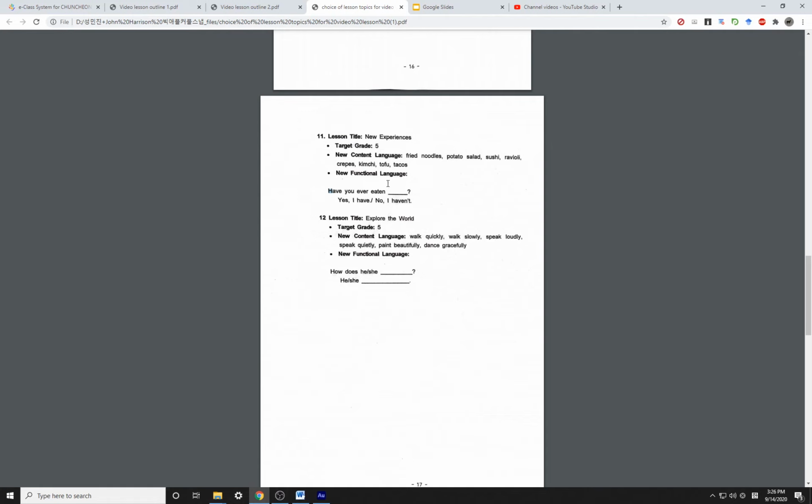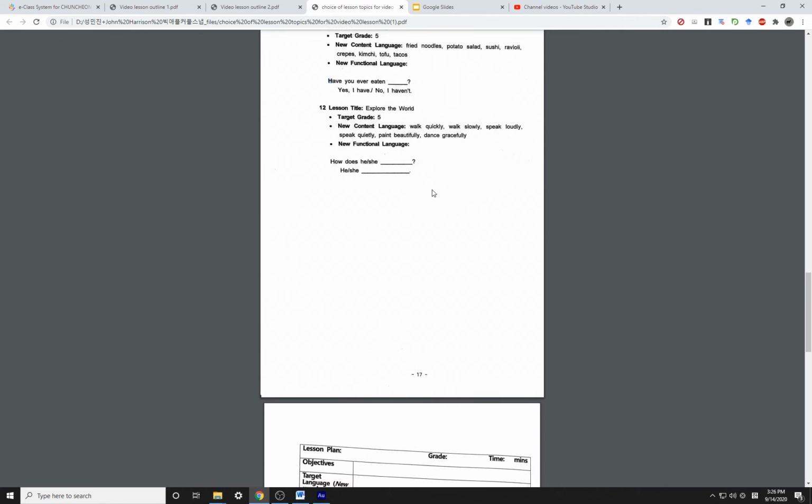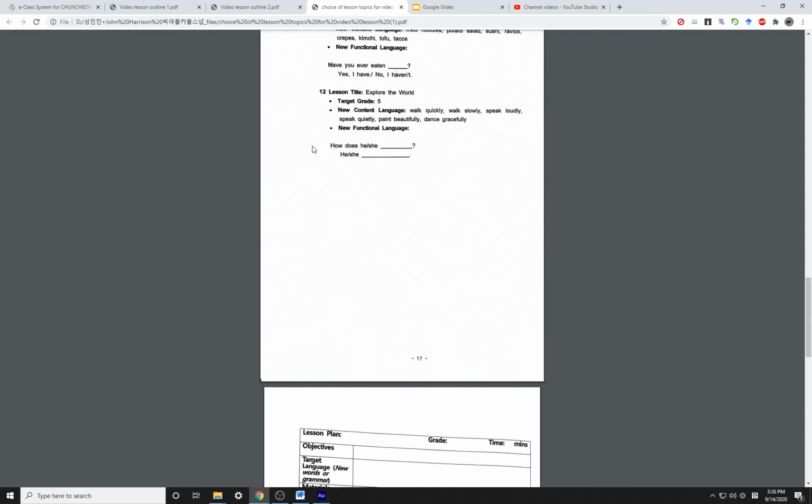And lastly, explore the world. These are using adverbs to, how do you walk? Walk quickly, walk slowly, speak loudly, speak quietly, paint beautifully, dance gracefully. So how does she walk? She walks slowly. So there's a lot of ways for demonstrating this on video. Quite a lot of fun opportunities for all of these lessons. And your little interactivity part can be very good.